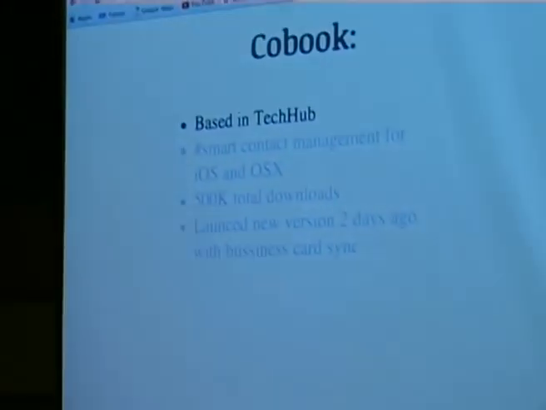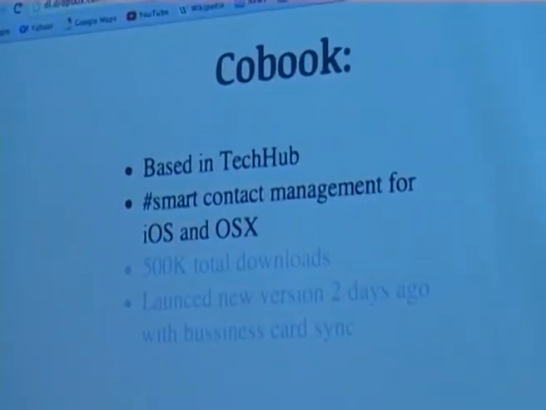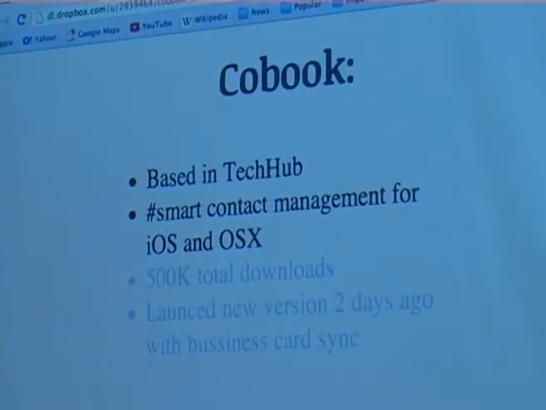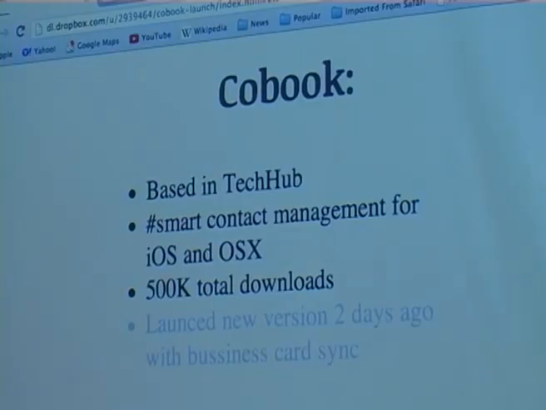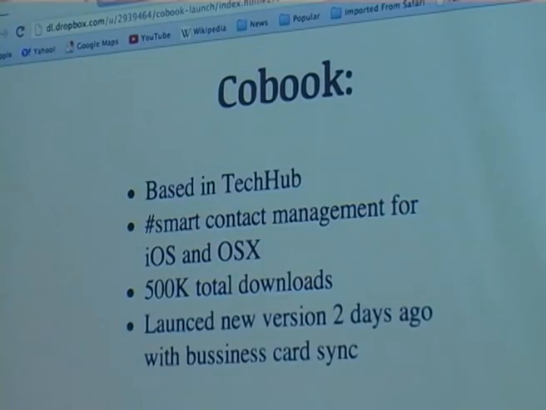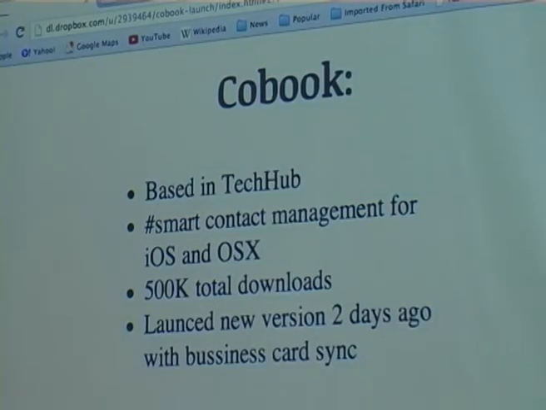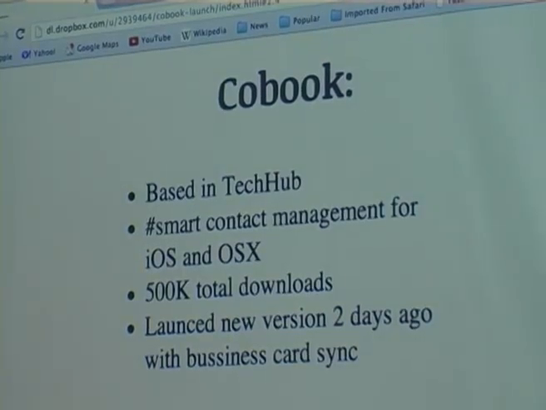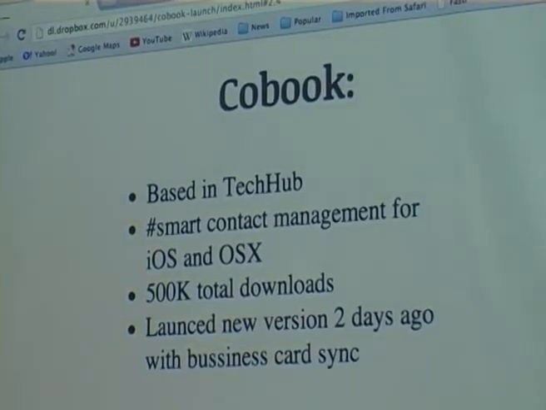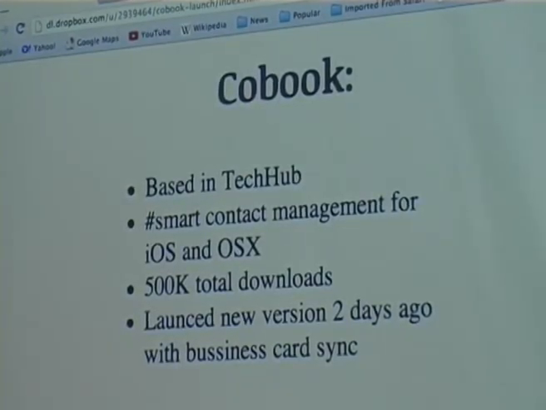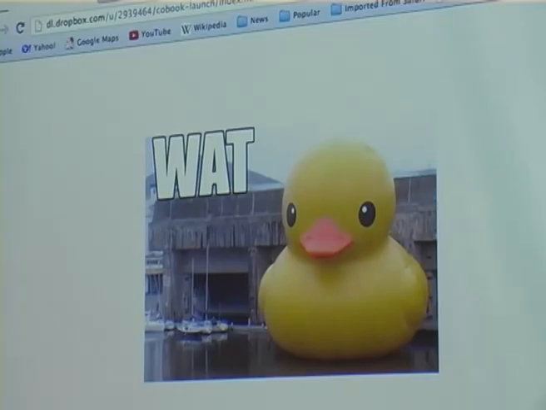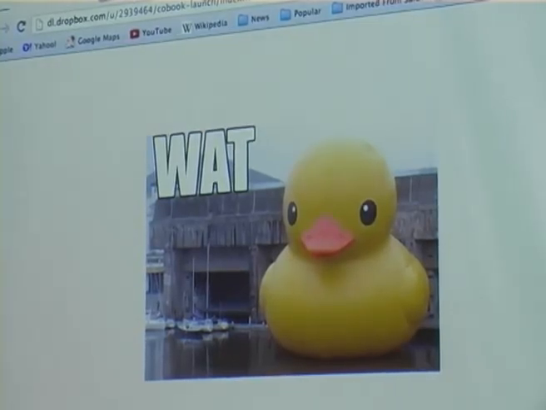So we are a startup based in TechHub. We make smart contact management apps for iOS and OS X, and so far we got 500,000 downloads on both platforms, and the number keeps rising. We launched a new version 2 days ago, which introduces business card syncing, which means the idea of remembering phone numbers is irrelevant, so you can just sync everything through Cobook. And yeah, we had some funny moments while building this, and I will start with them.